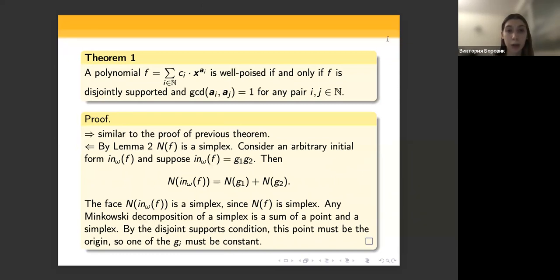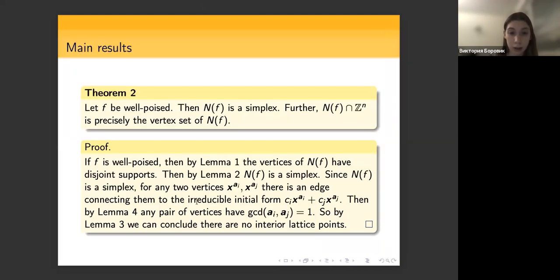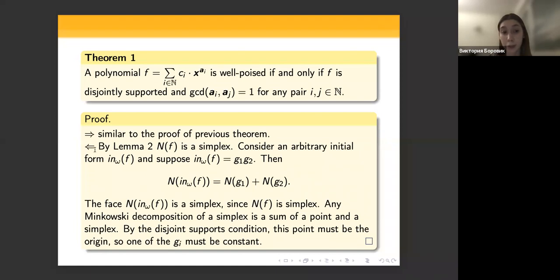And also Theorem 1, I will remind it as well: a polynomial is well-poised if and only if F is disjointly supported and the greatest common divisor of any two exponent vectors in it equals 1. Proof of the necessity is very similar to the previous theorem, because in the previous theorem we have already proved that if F is well-poised, then it is disjointly supported and any two exponent vectors have greatest common divisor equal to 1. So we need to prove only sufficiency.